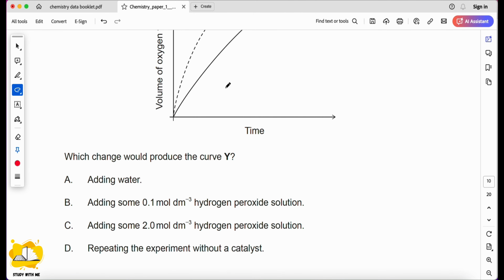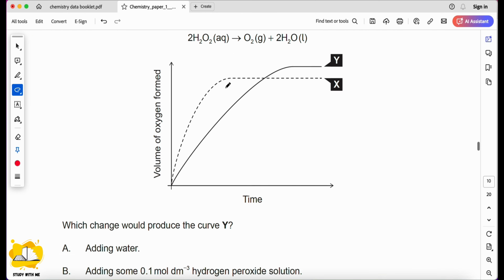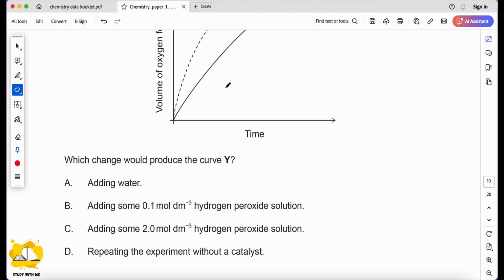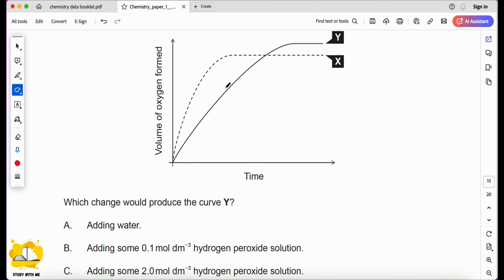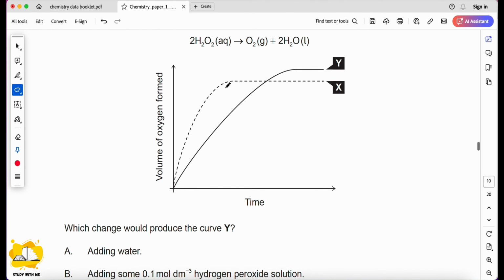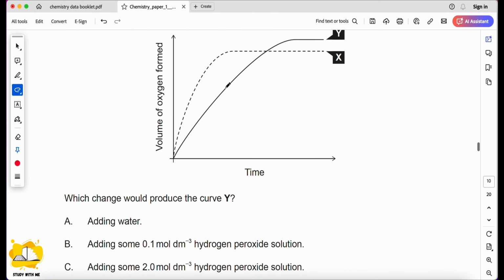Adding water will not affect the rate of reaction because water is not involved in the reaction. Adding 0.1 molar hydrogen peroxide would increase the concentration of reactant, because the concentration of reactant increases, so the rate of reaction will increase, so the volume of oxygen in the Y graph will also increase. So we keep B as correct.